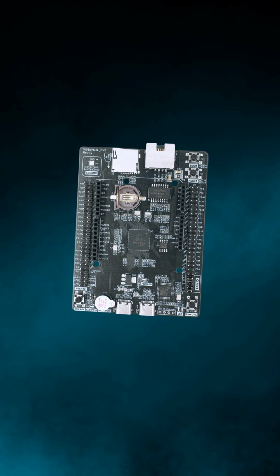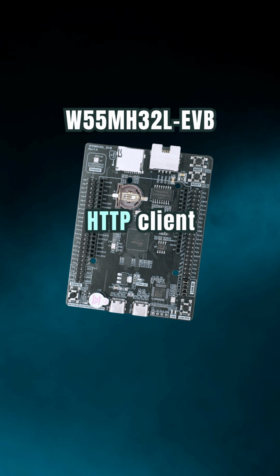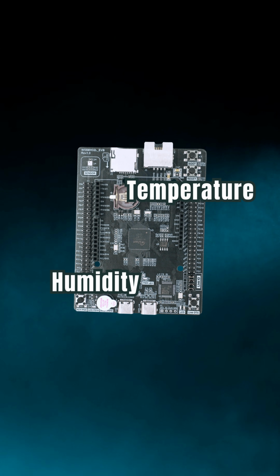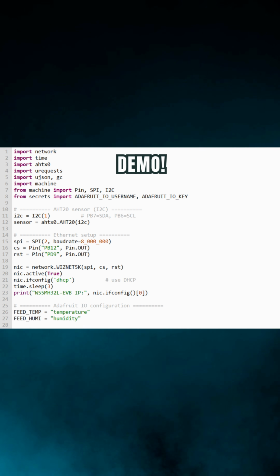In this demo, the W55MH32L-EVB acts as an HTTP client, publishing temperature and humidity readings from the onboard AHT20 sensor to Adafruit IO. Let's look at the code.